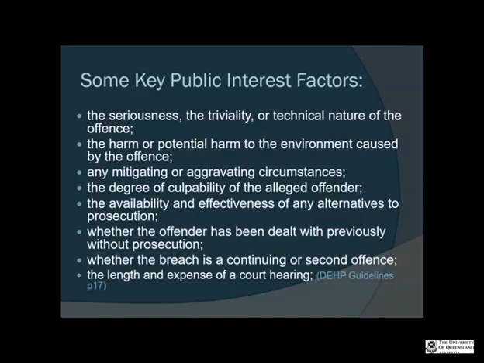But some of the things are things like the seriousness of the offence, the potential harm to the environment, any mitigating or aggravating circumstances, the degree of culpability of the alleged offender, so how much are they at fault, the availability and effectiveness of any alternatives to prosecution. So remember, we've talked about some of those alternatives today. Has the offender been dealt with previously without prosecution? Is the breach a continuing offence? Is it a second offence?